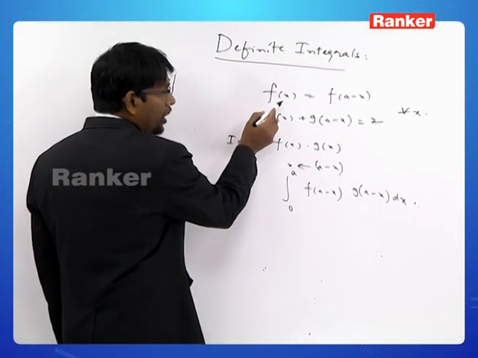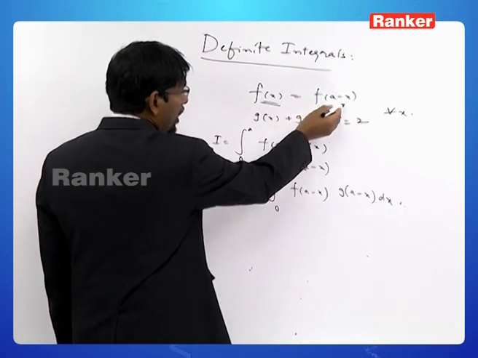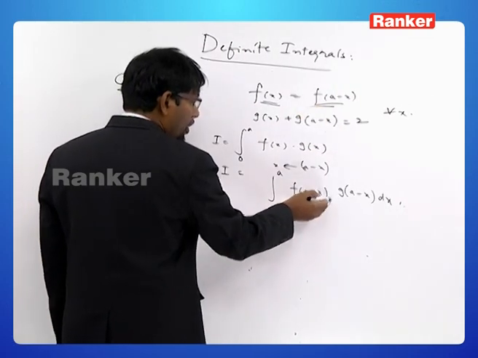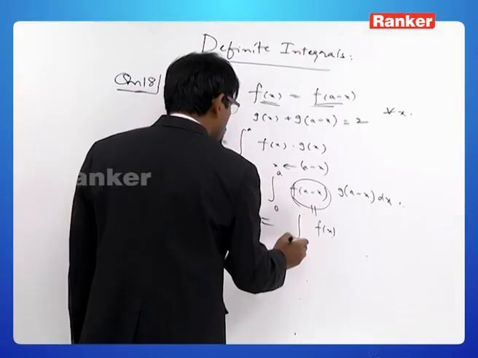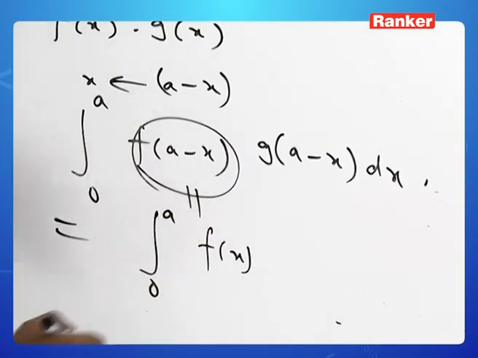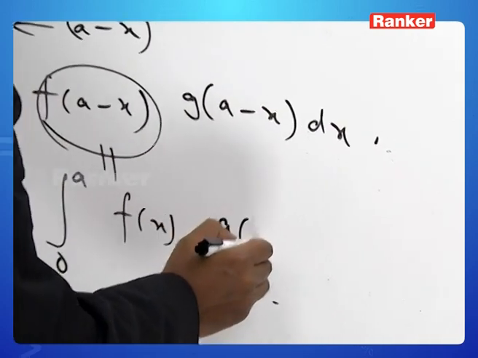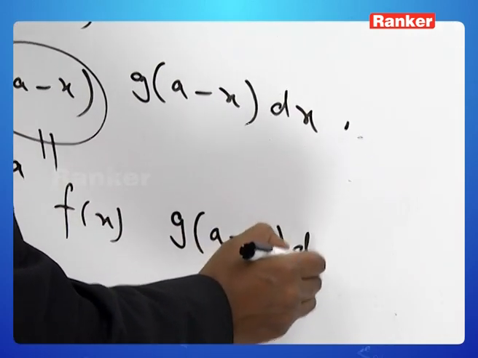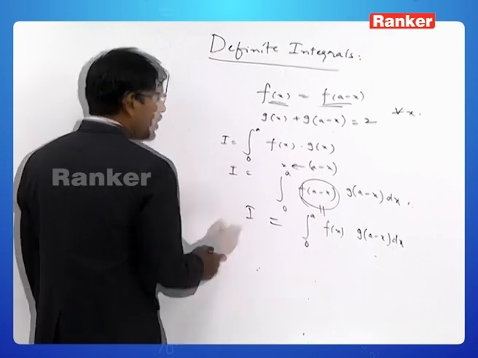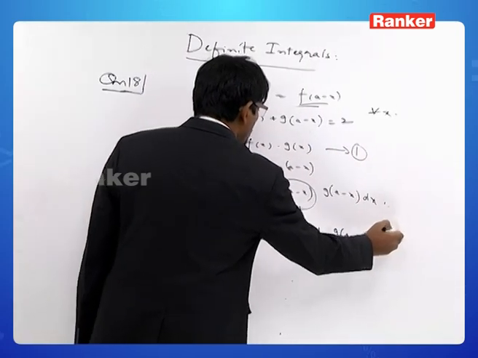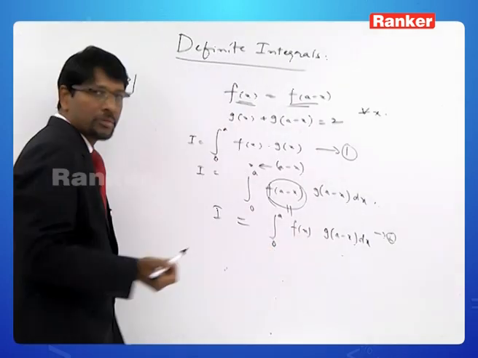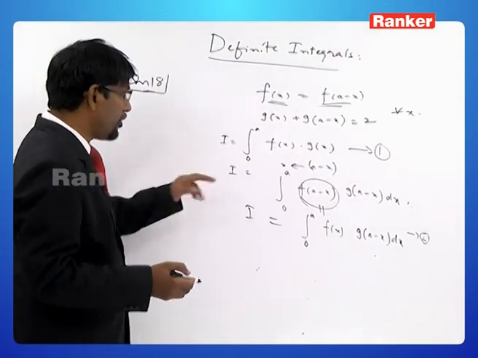But what are we given about f of x? f of x and f of a minus x are one and the same. So I will replace this part with f of x. Integral 0 to a f of x into g of a minus x dx. Now this is I. We call this equation 1 and now equation 2, and now let's add up these two equations. Adding 1 and 2, what do we have?